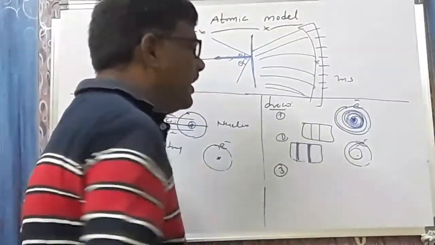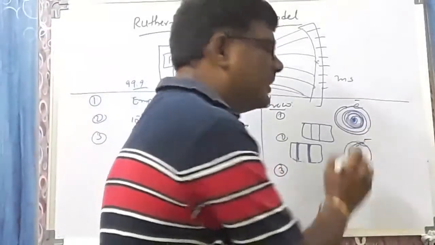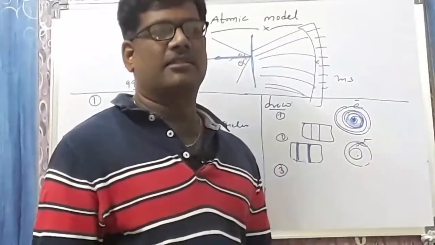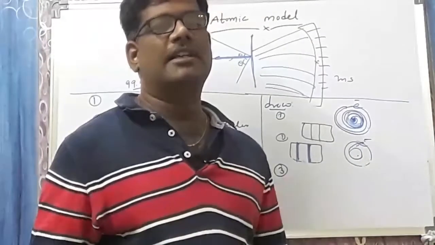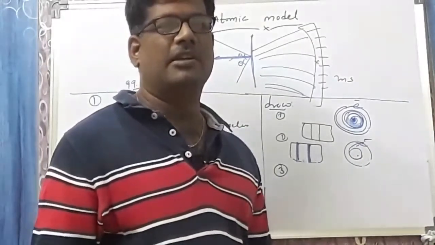Last and final one. He could not explain the position of the electron and the velocity of the electron. The position and velocity of the electron could not be explained by Rutherford. These are the three drawbacks.